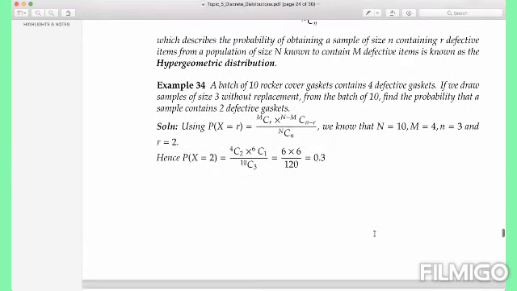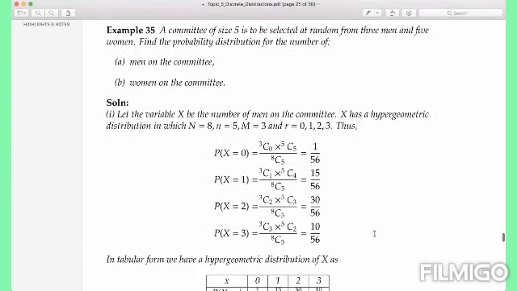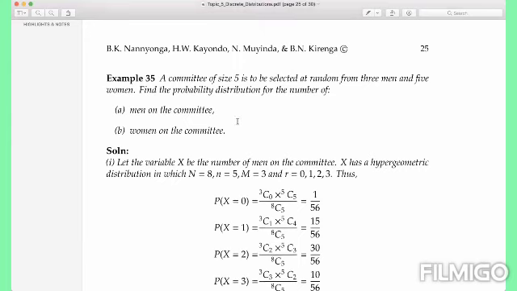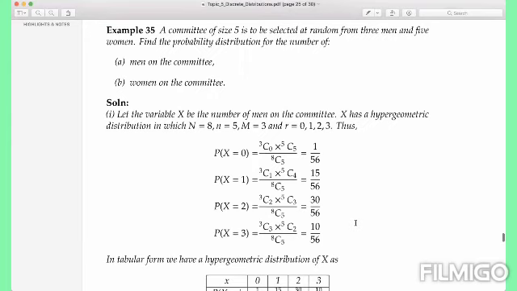And just an example here: a committee of size 5 is to be selected at random from 3 men and 5 women. Find the probability distribution for the number of men on the committee and then the number of women on the committee. Now, our committee has to have 5, but we are having 3 men and then 5 women. It means the total is 8, yeah? The total is 8, but we are picking 5. Then they are saying that there are 3 men and then there are 5 women.